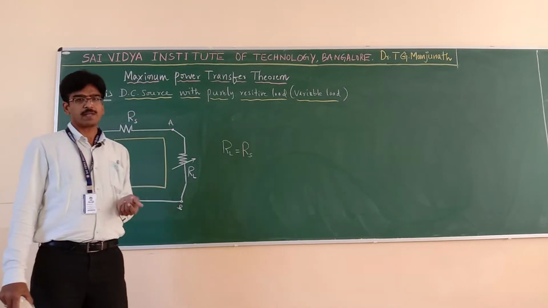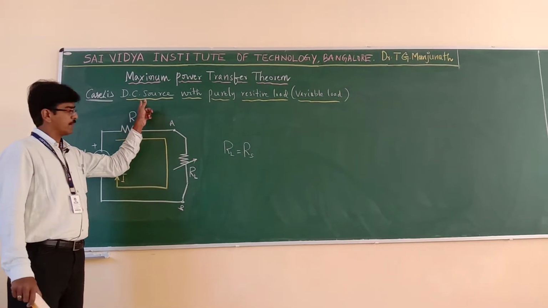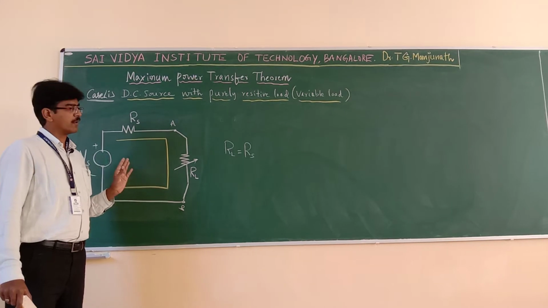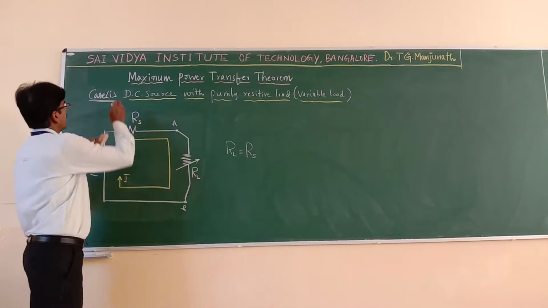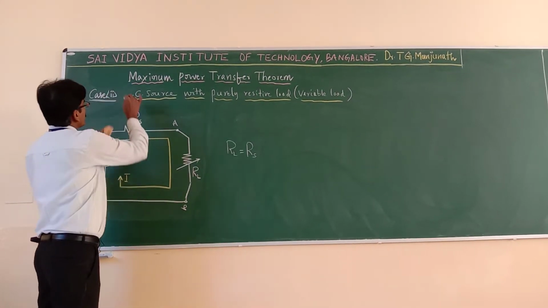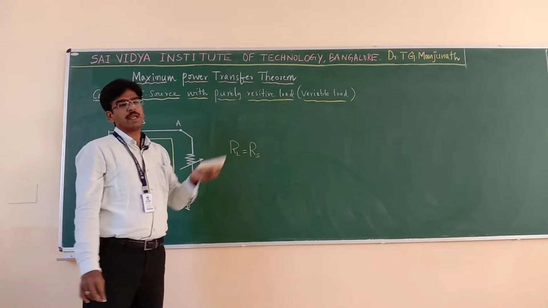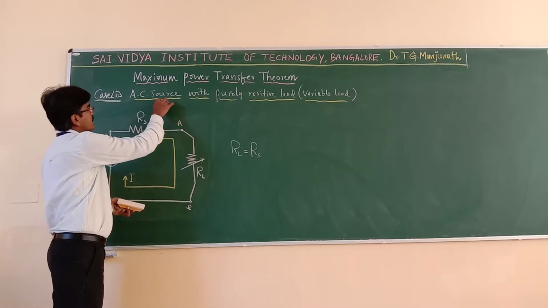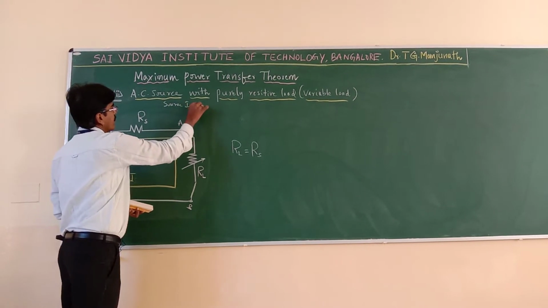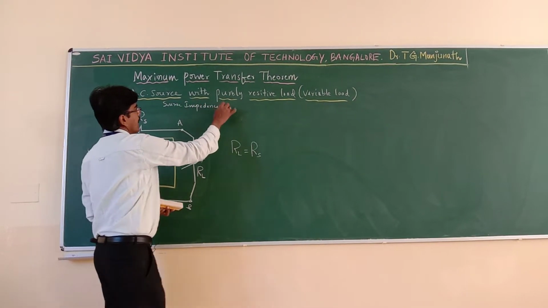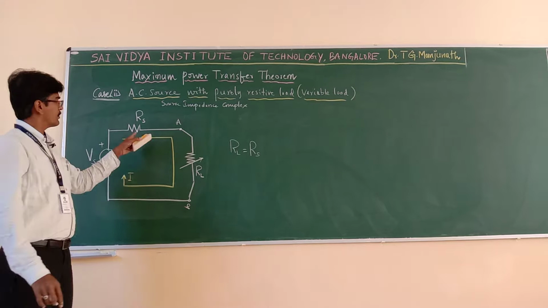Now we are going for the second case. In the second case, I will change the source to AC, keeping the load the same. Let us derive the condition for maximum power transfer. Case 2: an AC source with a purely resistive load, and it is again a variable load. When I consider an AC source, I am going to consider the source impedance complex.